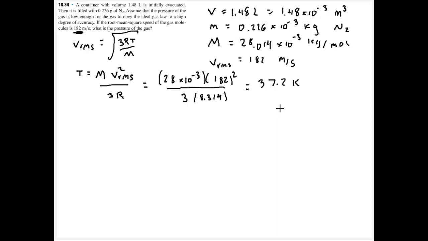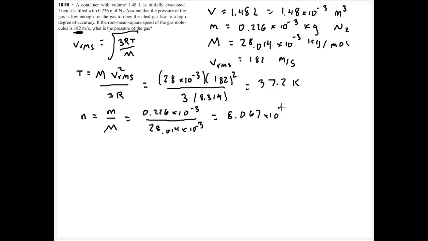Now I want to write the ideal gas law. I know that I'm going to need how many moles of the substance that I have. So the number of moles is simply going to be the mass, which I know, divided by the molar mass. So 0.226 times 10 to the minus 3 kilograms of nitrogen divided by the molar mass, 28.014 times 10 to the minus 3 kilograms per mole, and I'm going to get 8.067 times 10 to the negative 3 moles.